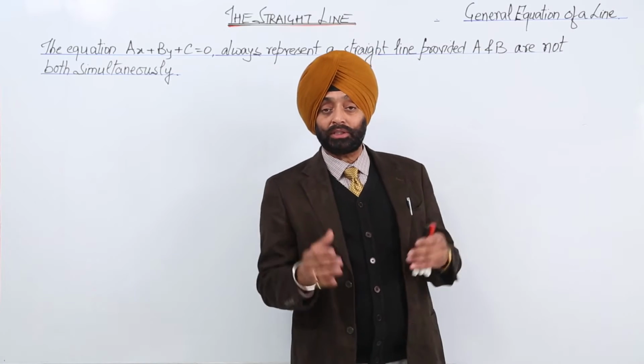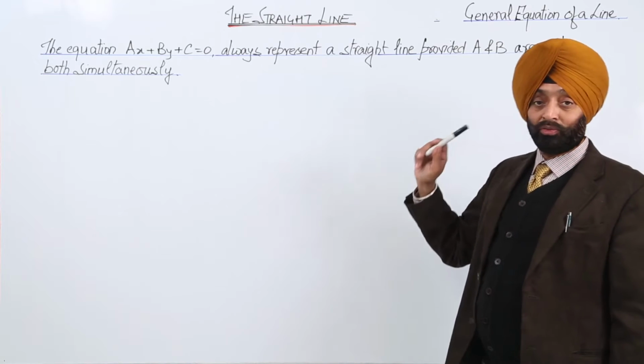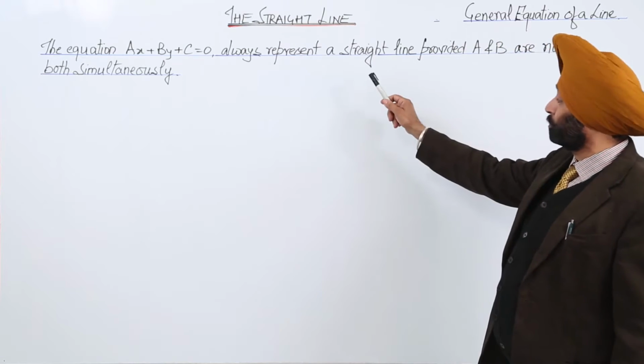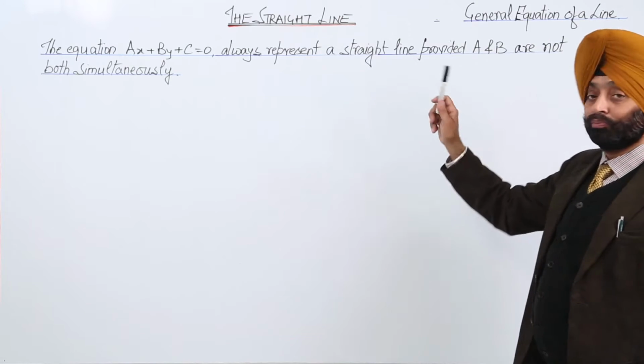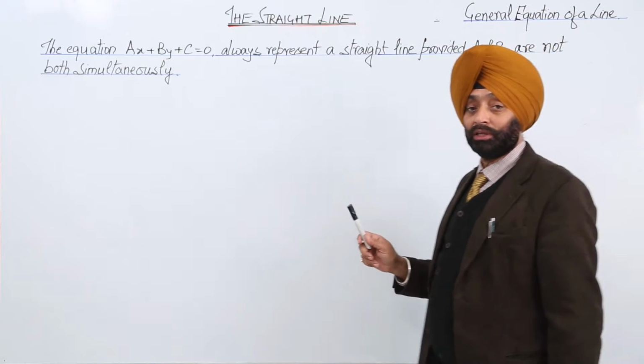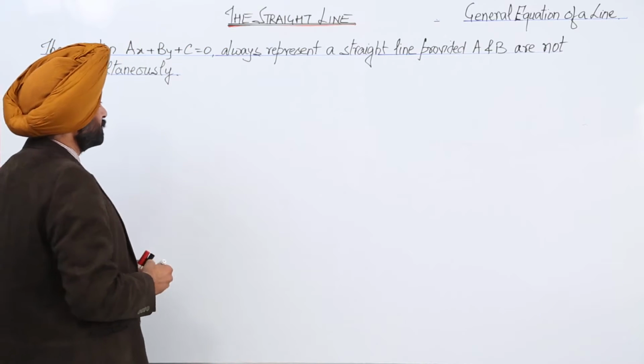Now after discussing the general form, we have the equation ax plus by plus c is equal to 0, which always represents a straight line provided a and b are not both simultaneously 0. Okay? So let us discuss it, what is the result.